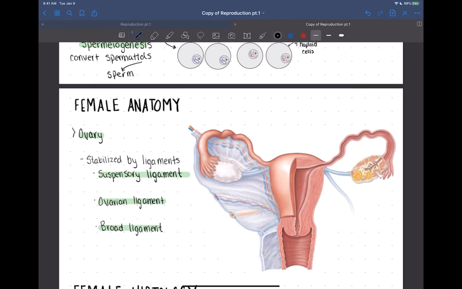So, the ovary, its function is to produce the ovum, the egg. It is stabilized in place, all right? So, this is our ovary. It's anchored in place by a series of ligaments. So, our first one is this suspensory ligament up here, okay? The suspensory ligament is going to anchor the ovary to the lateral abdominal wall.